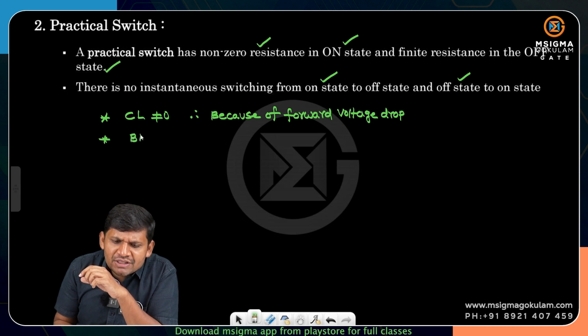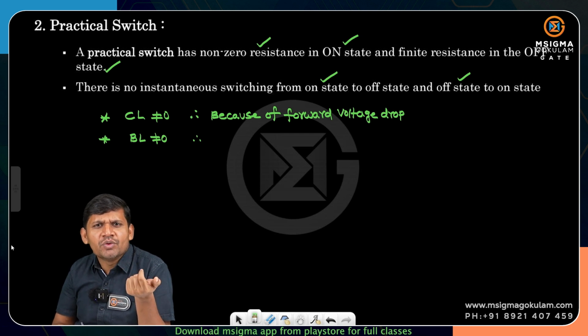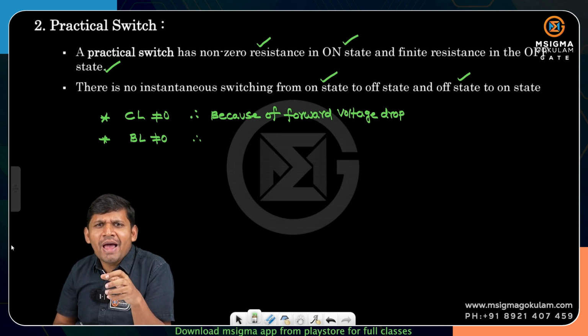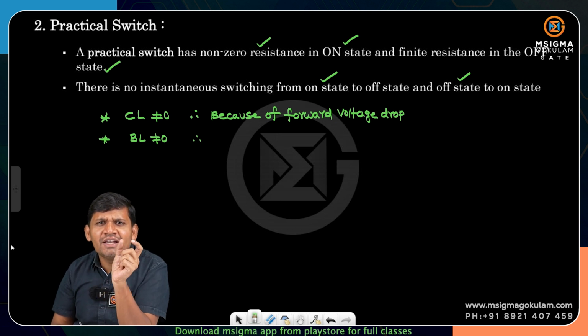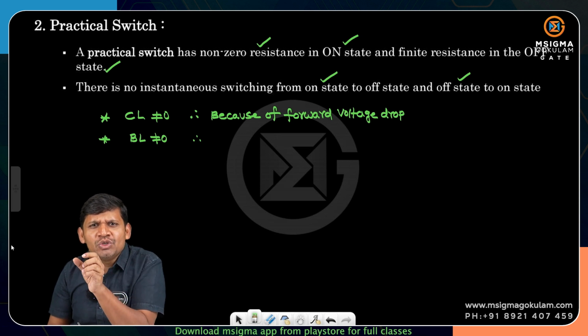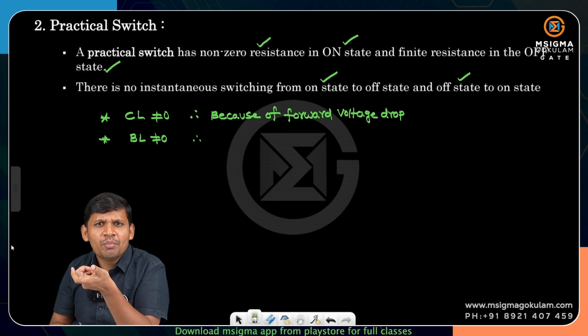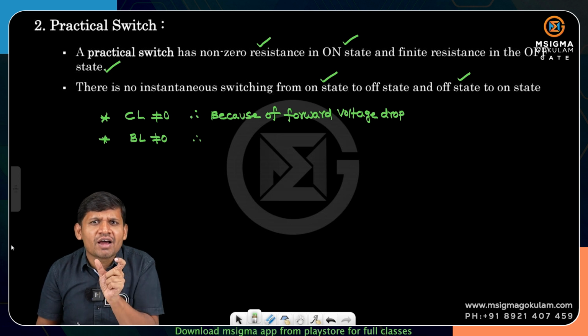In a practical switch, blocking losses are also not equal to 0. Why? Take the example of the diode again. If the diode is in off state, meaning reverse bias condition, there is some leakage current through the diode. That leakage current times the blocking voltage gives some power loss. Ideally, there is no leakage current, that's why blocking losses are 0. But practically, there is a leakage current and some voltage across the diode.